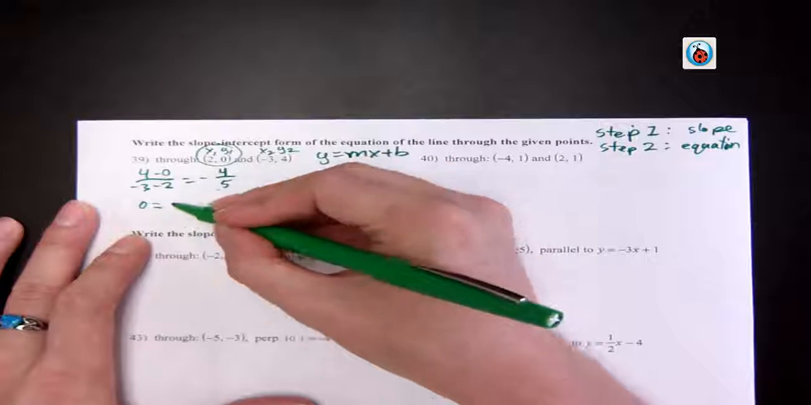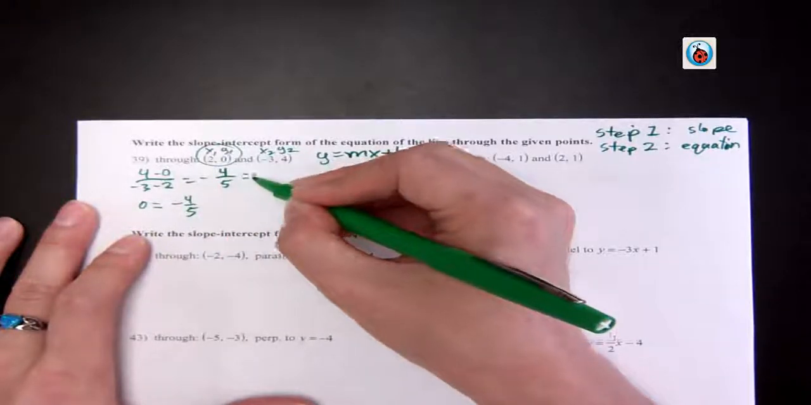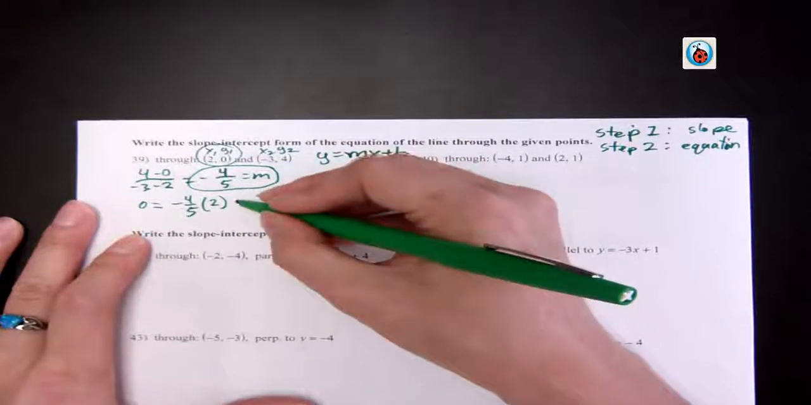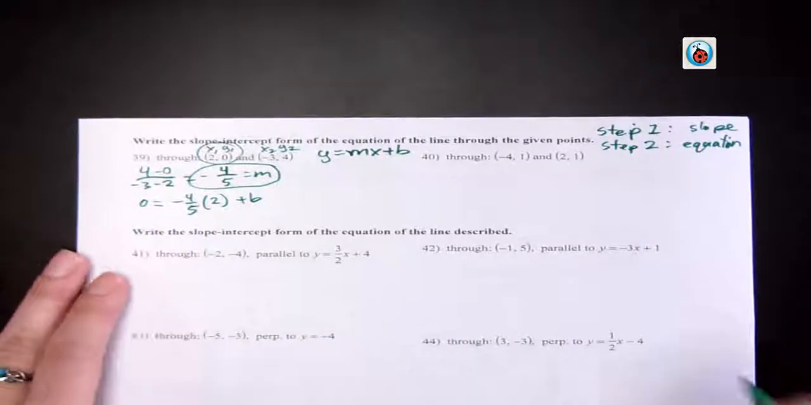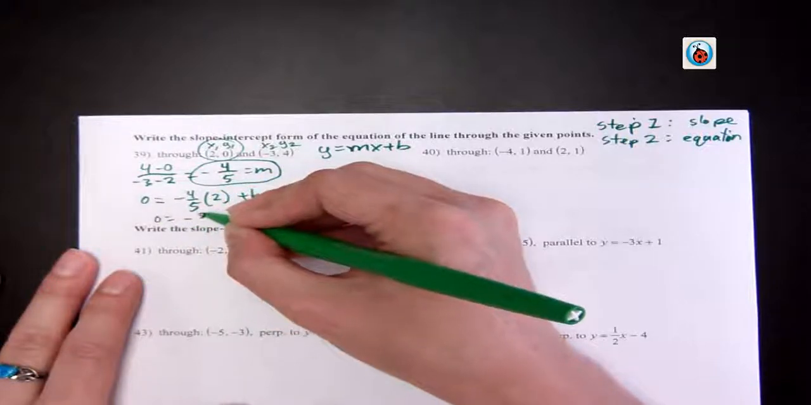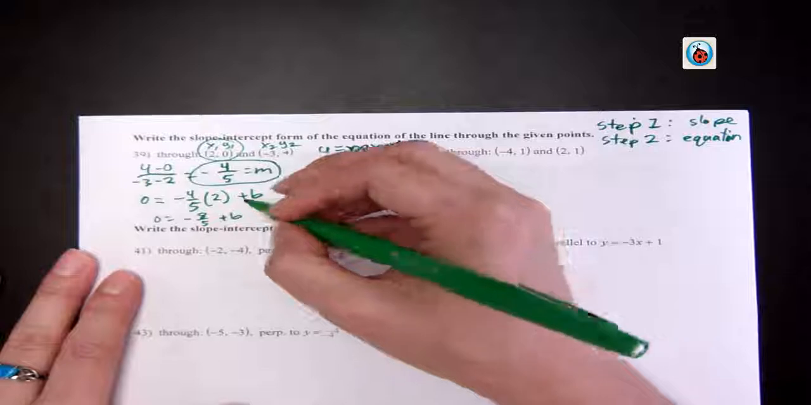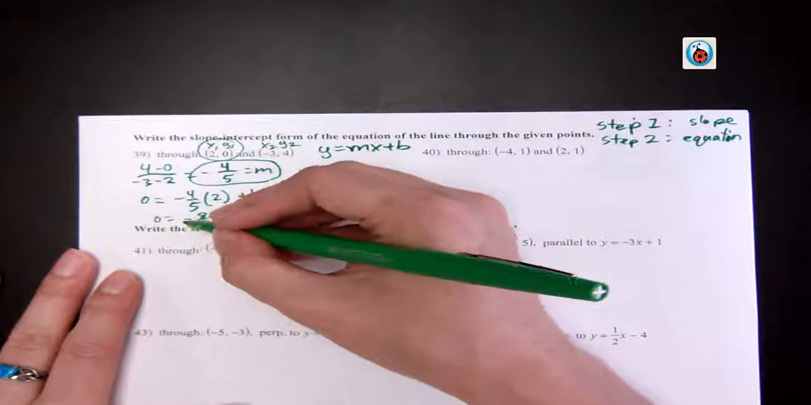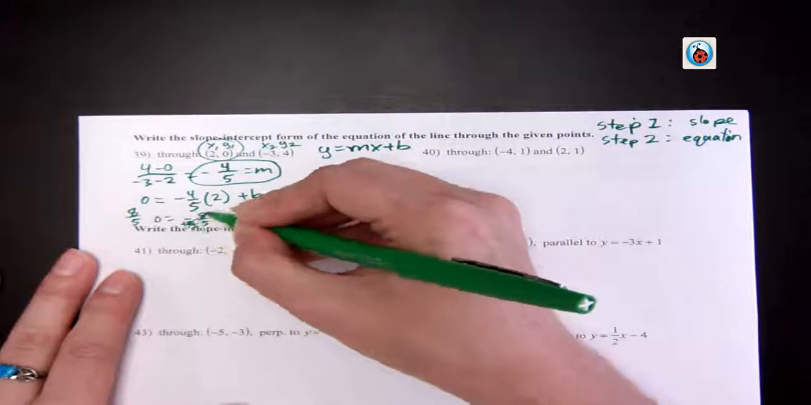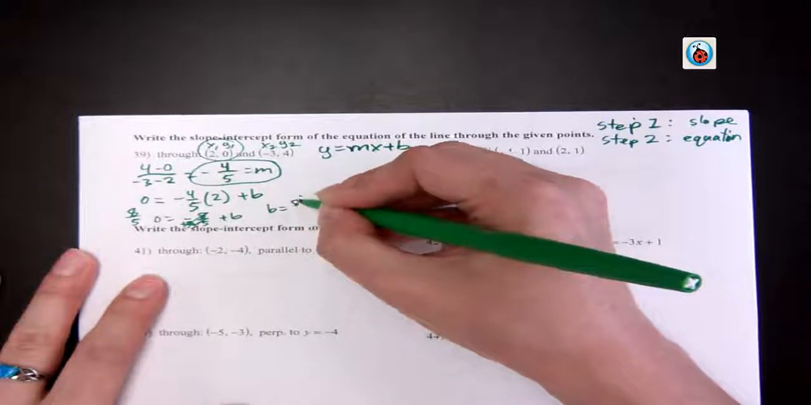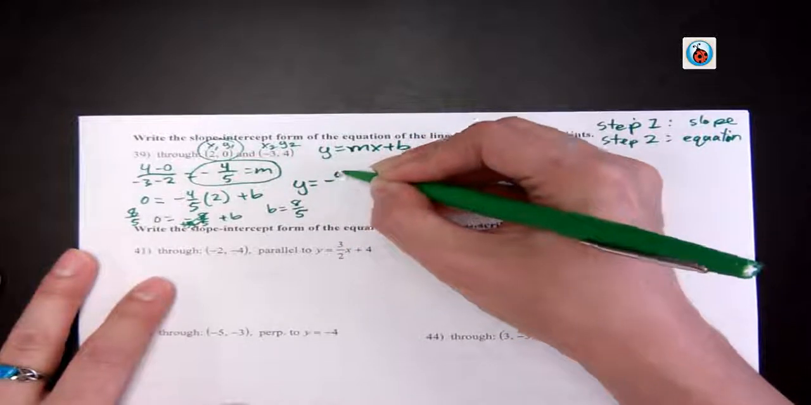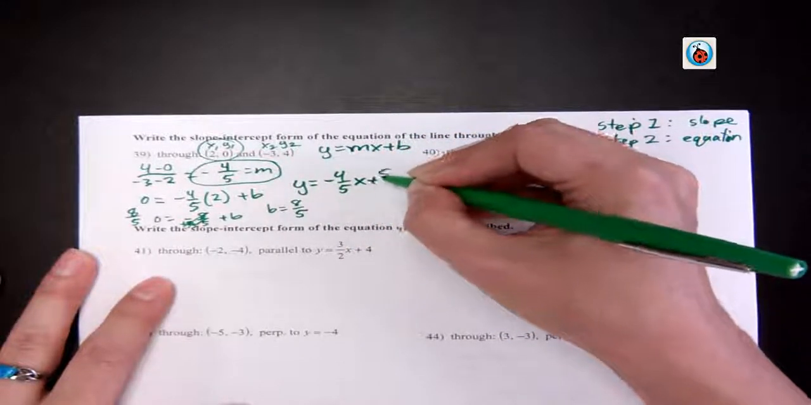So 0 equals -4/5 that I just found. That was my slope. And then my x is the 2 plus b. So that multiplies out to 0 equals -8/5 plus b. I add 8/5 to both sides to get positive 8/5. That cancels out there. So b equals 8/5. And so my equation is just y equals -4/5 x plus 8/5.